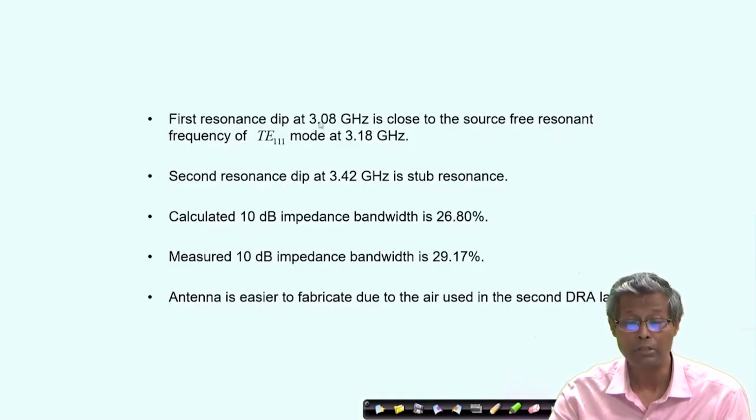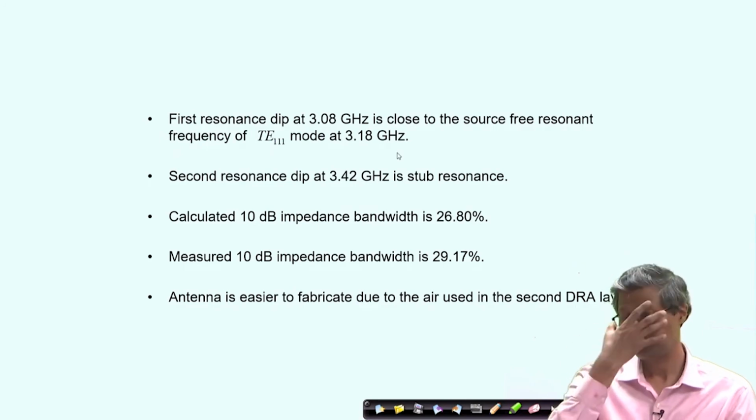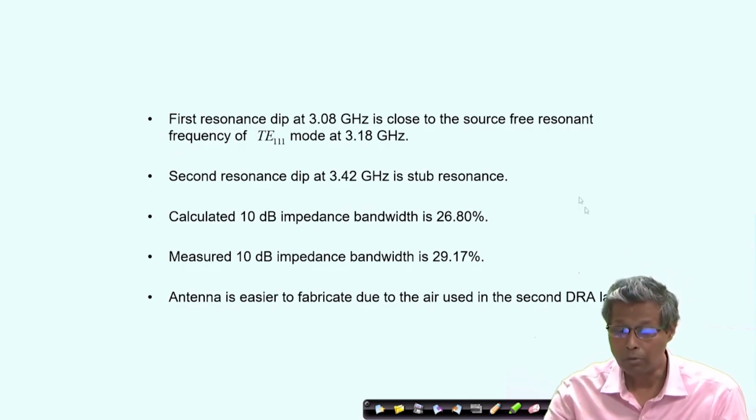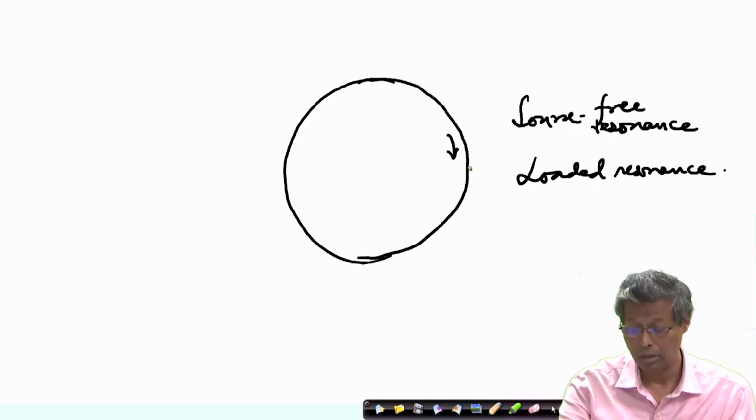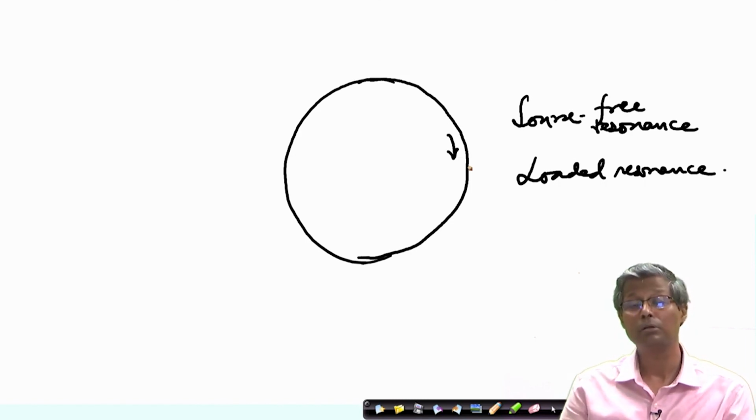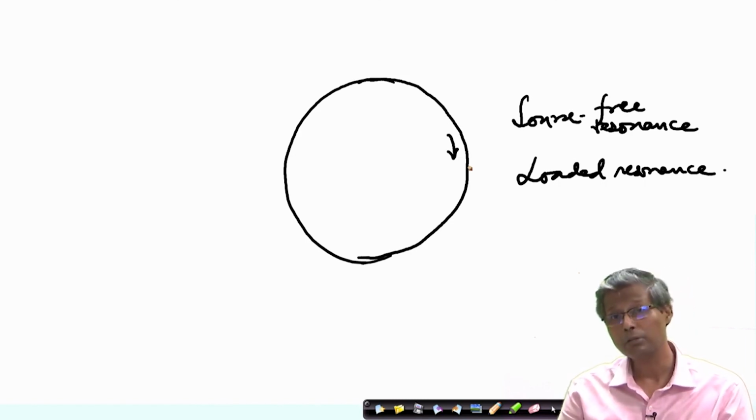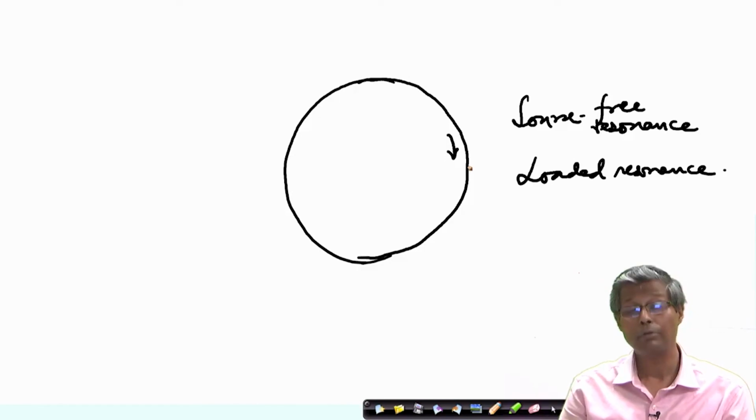So, the first resonance dip is at 3.08 gigahertz. It is close to the source free resonant frequency of the TE111 mode at 3.18 gigahertz. Okay. So, now comes the question: what do we understand by source free resonance? Let us continue with this material in our next slide, where we will have a more in-depth idea behind the source free resonance and the loaded resonance.